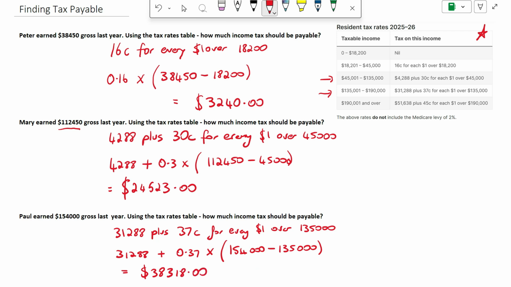And there you have it. That is how you use the tax brackets to determine the income tax payable for a gross amount in Australia. Happy days.